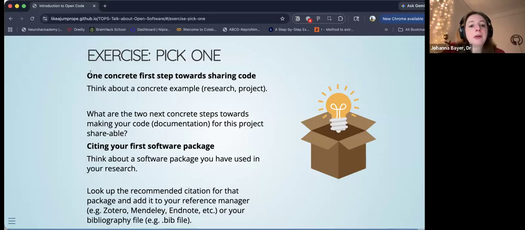So you can pick one of them. So it's 2 exercises. You can pick one of them. The first one would be, if you haven't shared code, one concrete first step towards sharing code. So what would be the next step to make your code shareable? The other one would be pick your favorite software package and look up how you can cite it. And this is dear to my heart because software developers need citations. Yeah. Well, maybe we could just give like 2 minutes and then share how it went and what people's thoughts are.